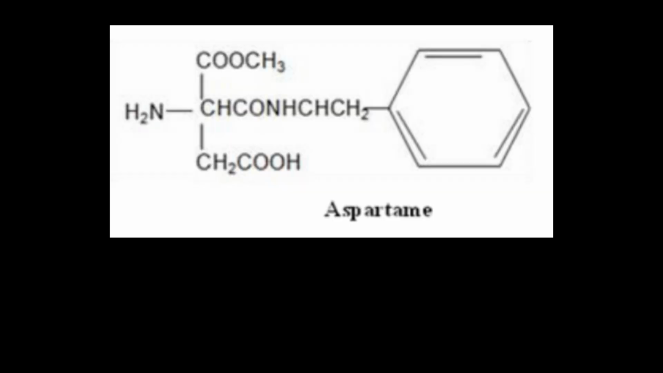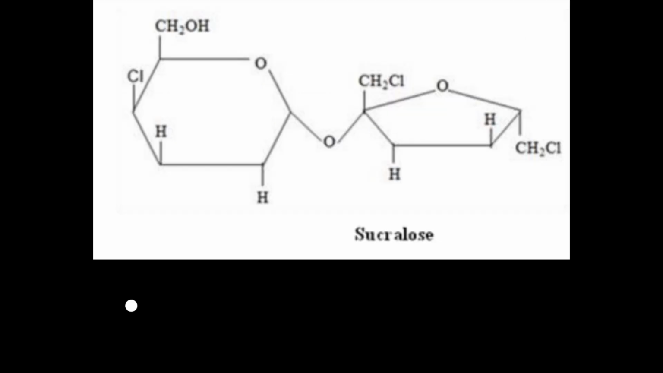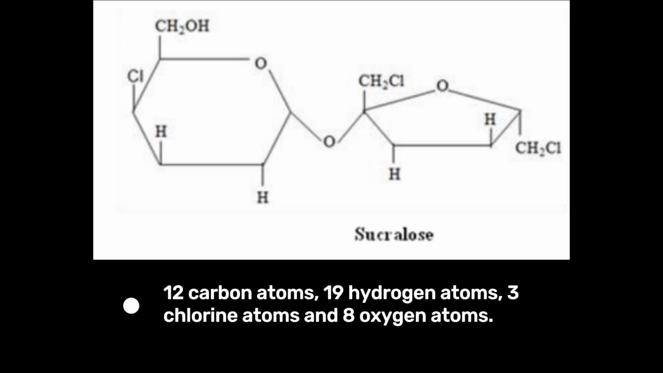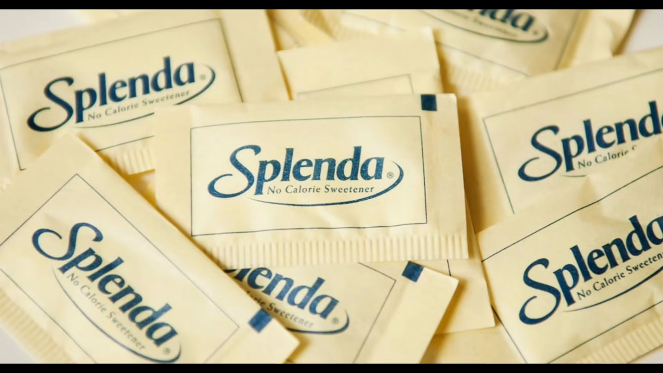On the other hand, these are the ones for artificial sweeteners like aspartame, whose formula contains 14 carbon atoms, 18 hydrogen atoms, 2 nitrogen atoms, and 5 oxygen atoms. Sucralose has 12 carbon atoms, 19 hydrogen atoms, 3 chlorine atoms, and 8 oxygen atoms. As we can see in the ingredient list of these sodas, they mainly use aspartame as an artificial sweetener. Sucralose, on the other hand, is actually more commonly known as Splenda, which is its brand name and is typically advertised as a better and healthier alternative to sugar.